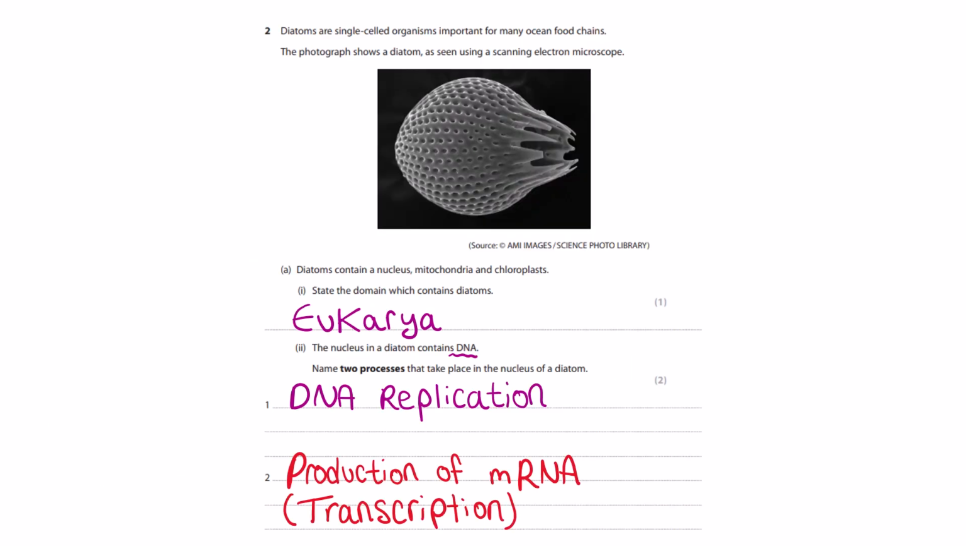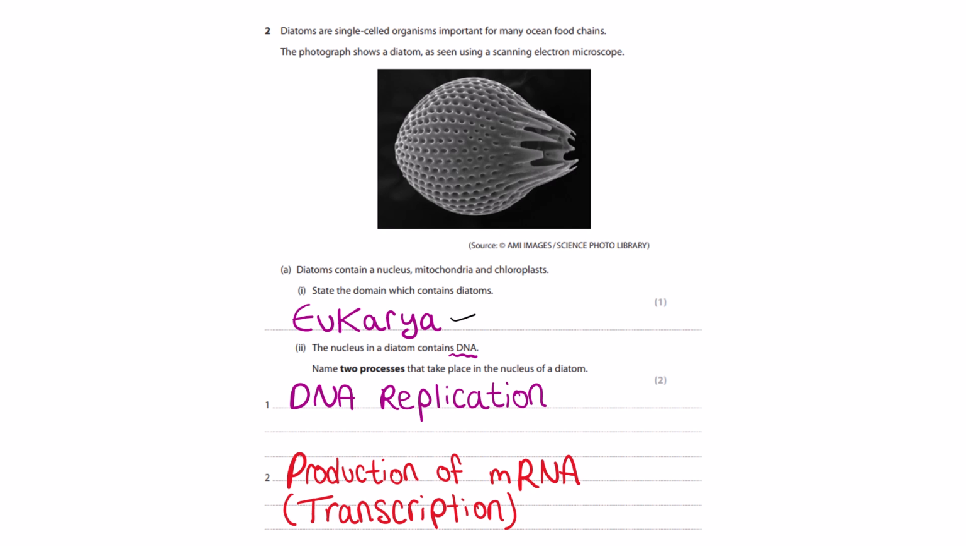Okay, question number 2. Diatoms are single-celled organisms important for many ocean food chains. The photograph shows a diatom as seen using a scanning electron microscope. Okay, diatoms contain a nucleus, mitochondria, and chloroplasts. All these are characteristics and features of a eukaryotic cell. State the domain which contains diatoms. Okay, so since these are features in a eukaryotic cell, therefore the domain is going to be Eukarya.